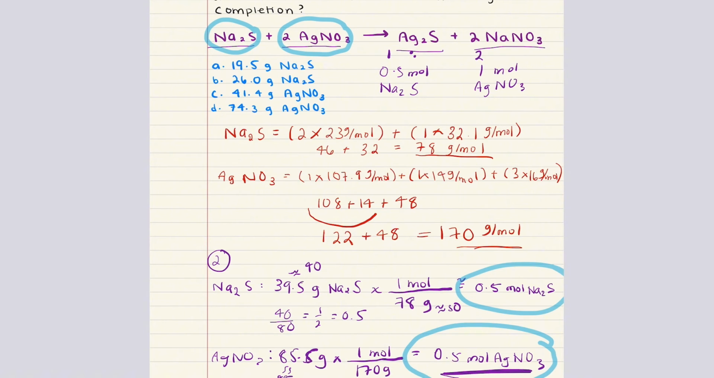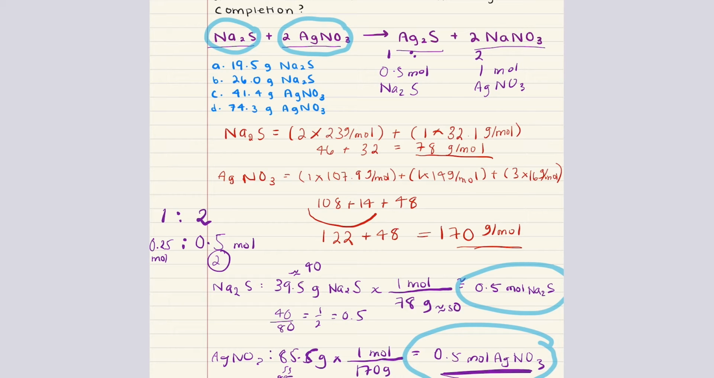We need to remember our 1 to 2 ratio. Since silver nitrate is our limiting reagent and we're going to be using all of it, all 0.5 moles of it, how much of our excess reagent will we actually use then? Just half, since we have a 1 to 2 ratio. And so we will only be using 0.25 moles of our excess reagent.